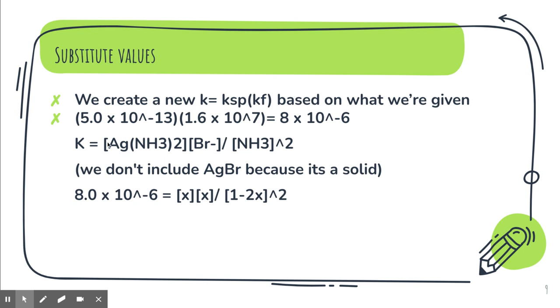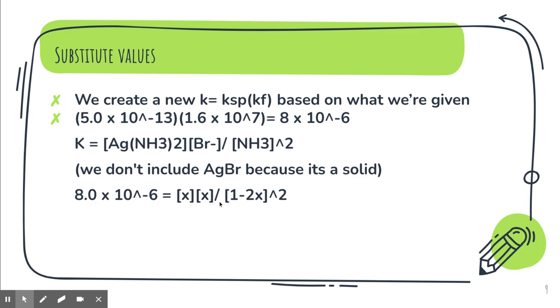So now, with this in mind, and the previous slide in mind, we can create our K equation, which is pretty cool. We now have our products right here and our reactants right here. So we have the complex ion and the bromide ions that are left over at the end of the equation, and our NH3, which was the solution that we put the solid AgBr in. Remember, we don't include AgBr because it's a solid. We're looking at the solution, we're looking at solubility equilibrium. The solids don't count.